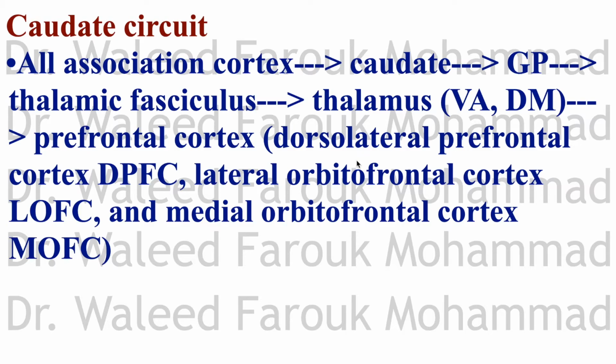This is on the inferior surface of the brain. It's the dorsolateral prefrontal cortex on the lateral side. There's a lateral orbitofrontal cortex and the medial orbitofrontal cortex, and all together are the inferior part of the frontal lobe, the inferior surface of the frontal lobe. This is the caudate circuit.